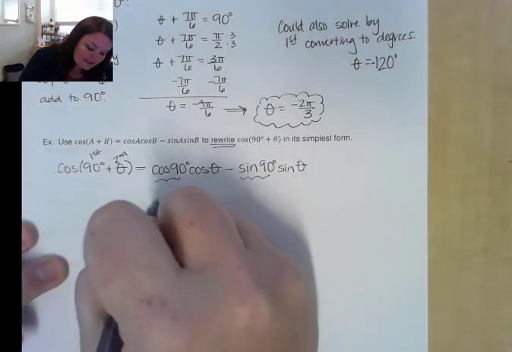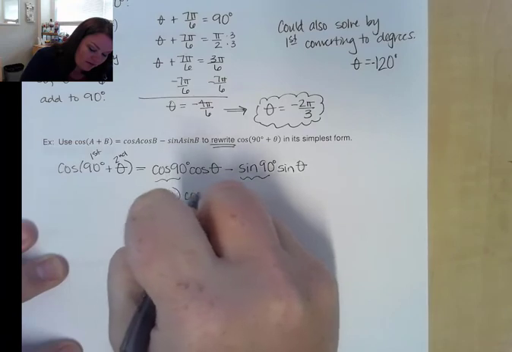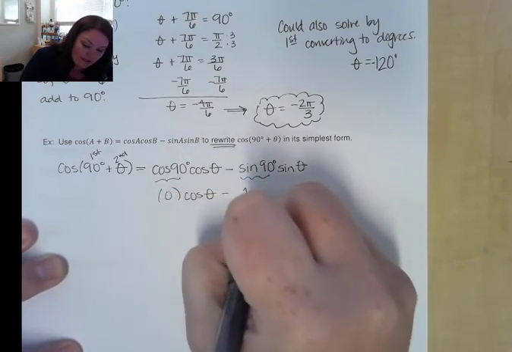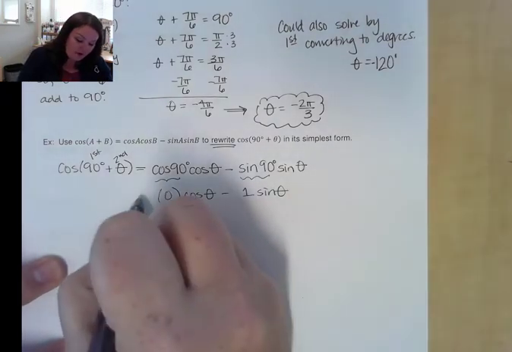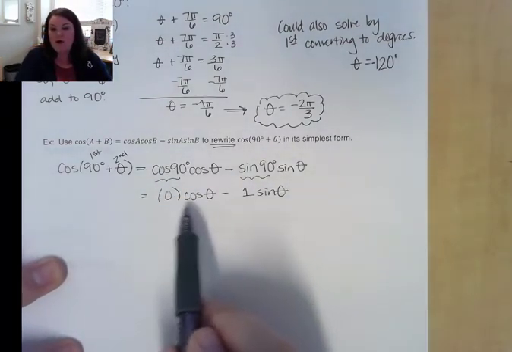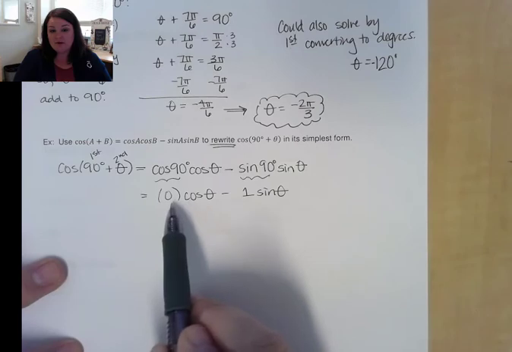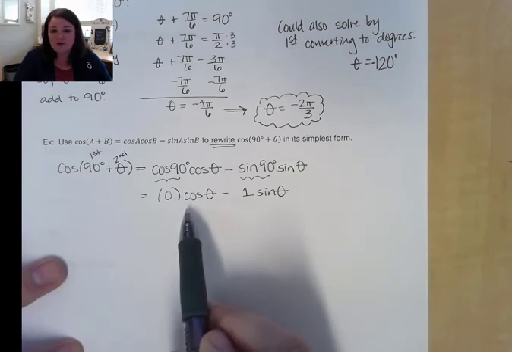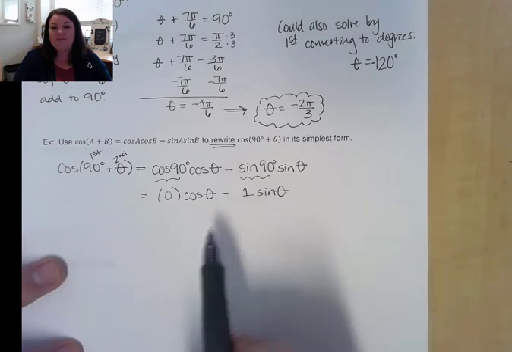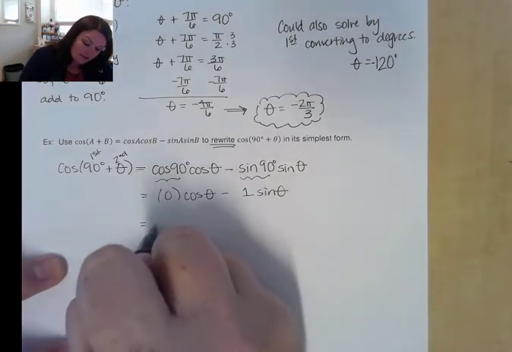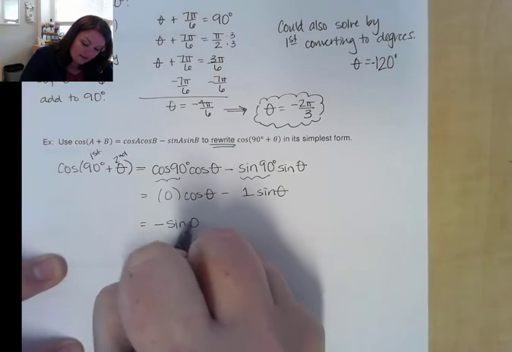So I'm going to put a 0 in for our cosine value and a 1 in for our sine value. So you can see that our first term is going to go away, right, because we have a 0 times something, and 0 times anything is 0. But our second term, we're left with -1 times sine theta, which is just negative sine theta.